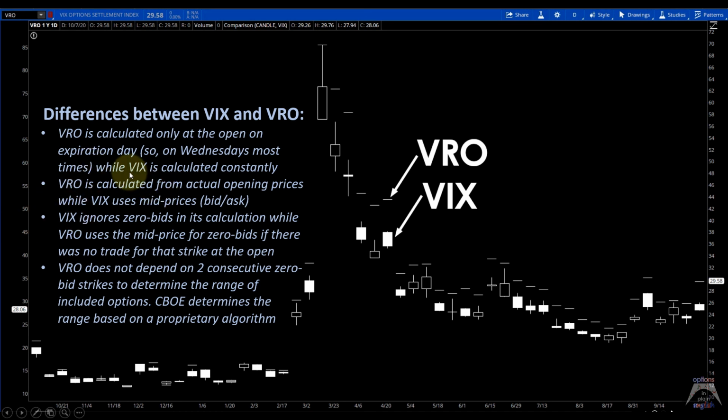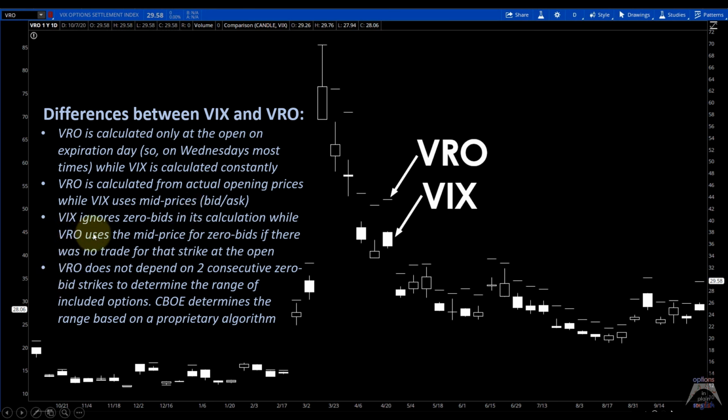While the VIX is calculated constantly, as I said, as long as there's SPX options available, you can get the VIX. VRO is calculated from actual opening prices, while VIX uses mid prices between the bid and the ask. Okay? Actual opening prices as opposed to mid prices. And why? Because the VIX is always getting a number, so it can't wait for a trade to happen. That's why it takes the bid and the ask and gets the average, and that's the mid price.